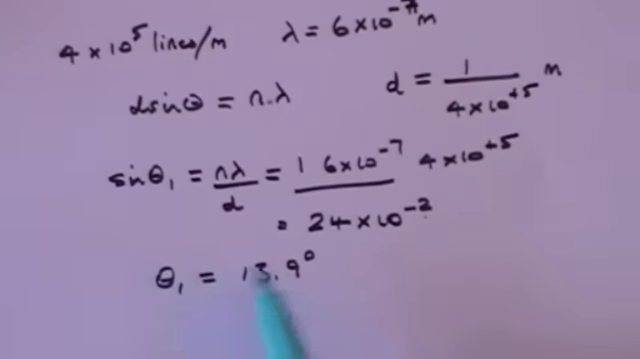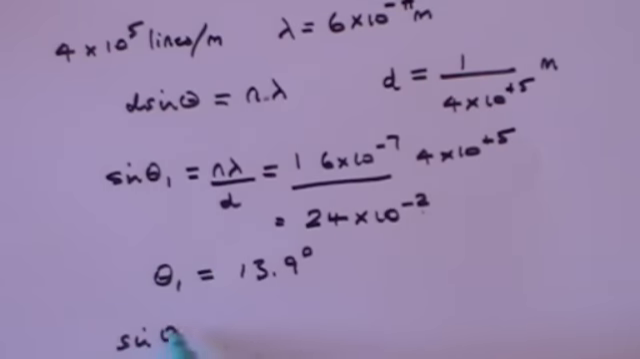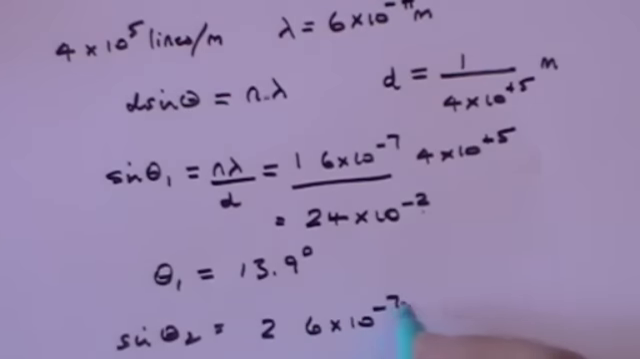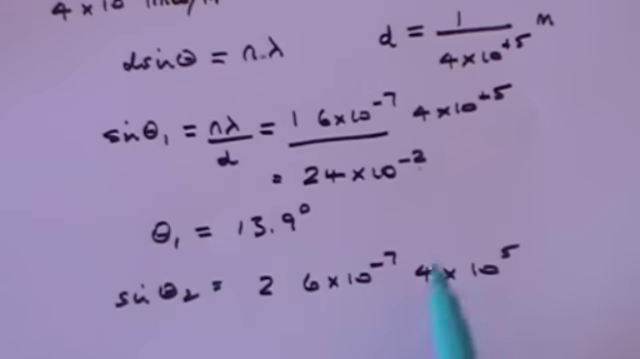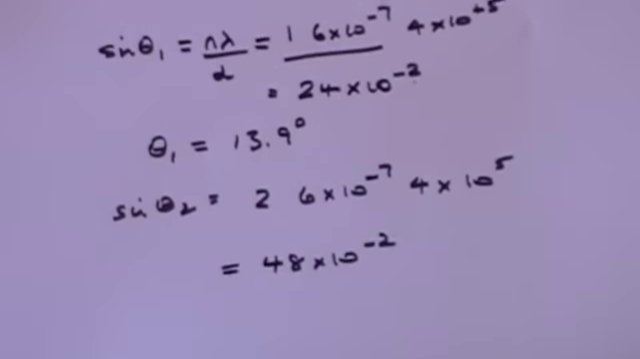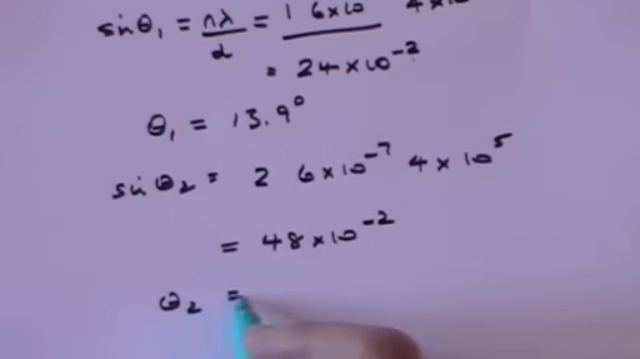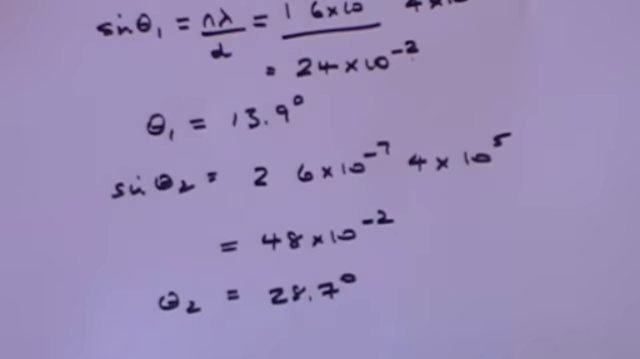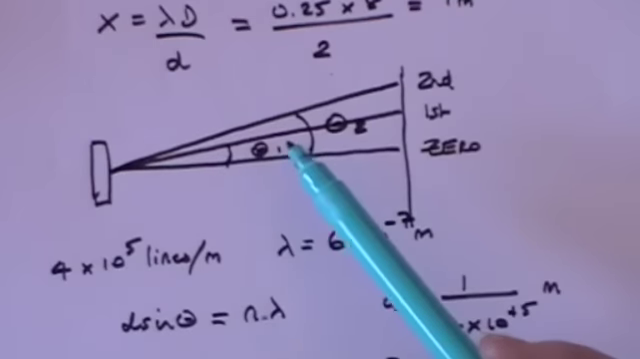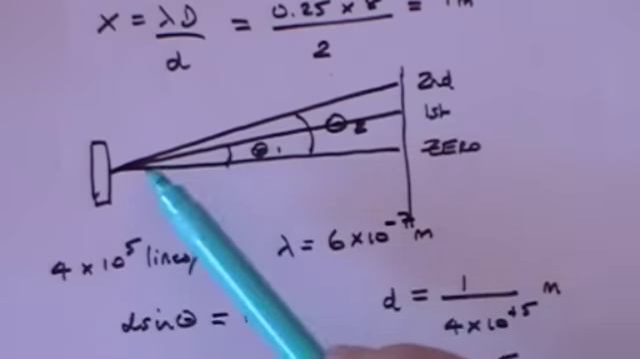We do exactly the same calculation, but instead of having n, this is for sine theta 2, n now is going to be 2, so it's going to be 2 times 6 times 10 to the minus 7 times 4 times 10 to the 5. And that's going to be, of course, just twice what we got before. We're now going to get 48 times 10 to the minus 2. That's sine theta 2, which means that theta 2 is going to be 28.7 degrees. So we've calculated the angles for the first order and for the second order.